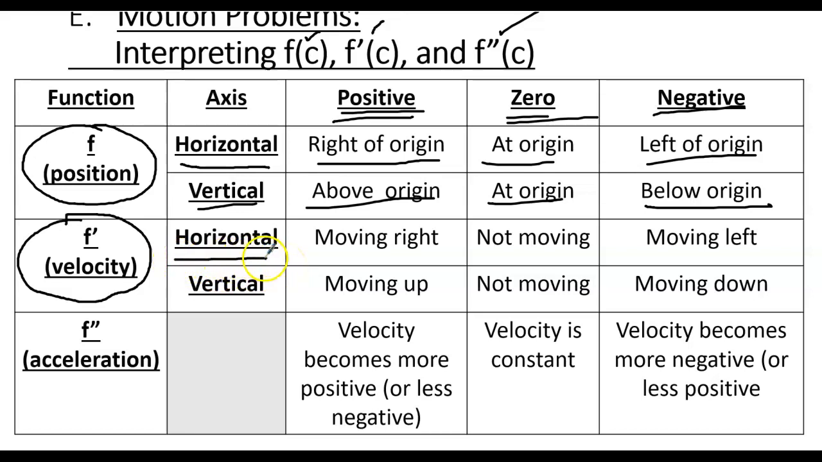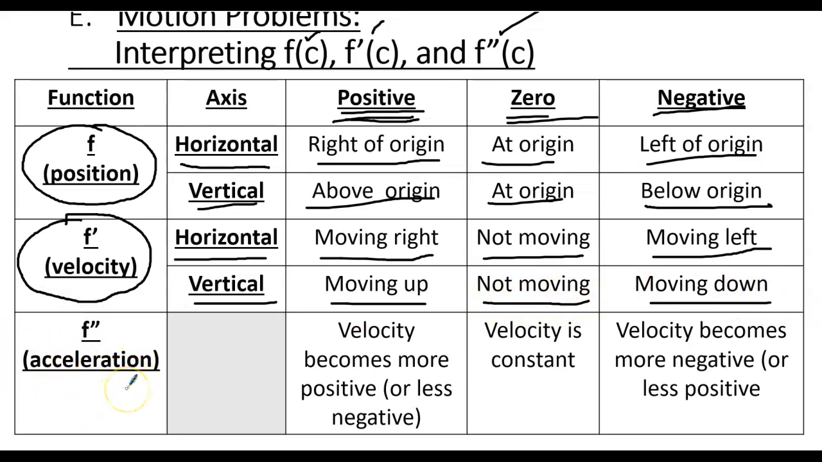So if you're on a horizontal axis, then if your velocity is positive, that means you're moving to the right. If it's negative, that means you're moving to the left. And if it's 0, that means the object isn't moving at all. On a vertical axis, a positive velocity means moving up, a negative velocity means moving down, and 0 still means not moving. Finally, we have acceleration.